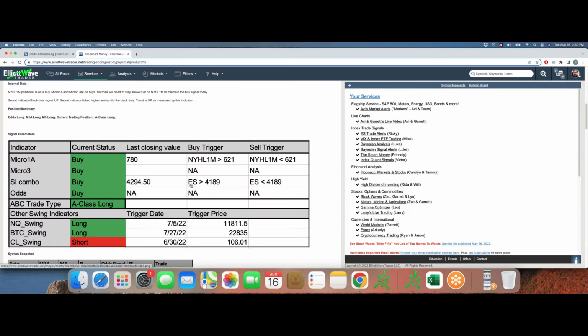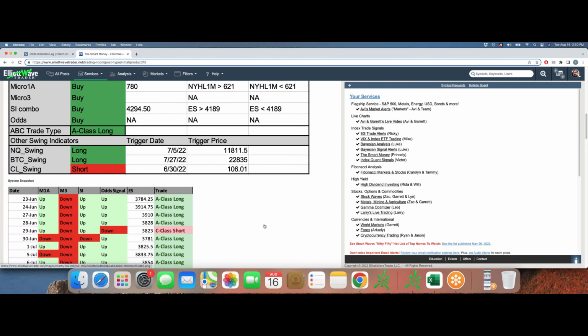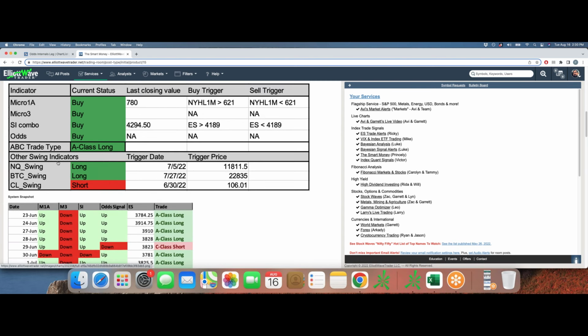So I think I covered everything that I wanted to cover. We've also got a few swing indicators in here that I'm just tracking for now. I tried a few other things during the time that the system was having troubles. We went through swing, we went through scalp. I'm sure that those who have been around remember all of that.